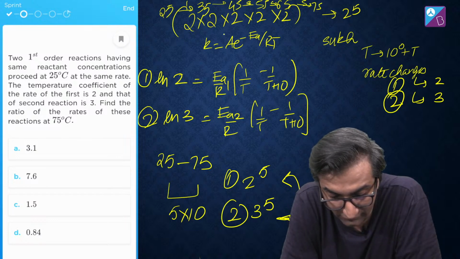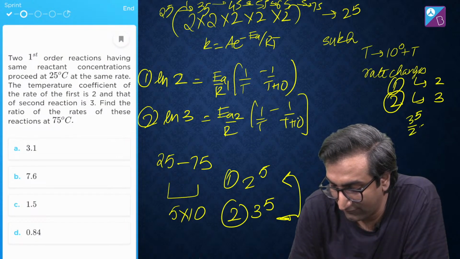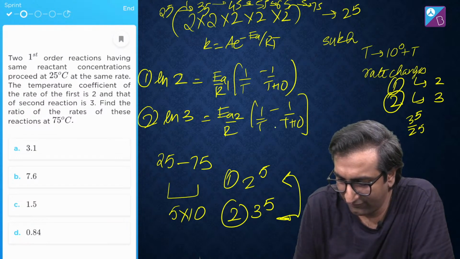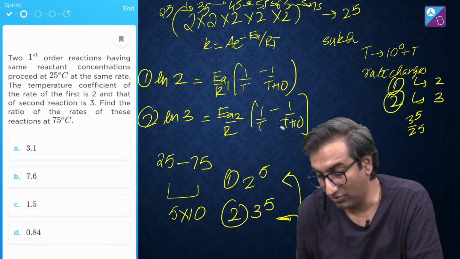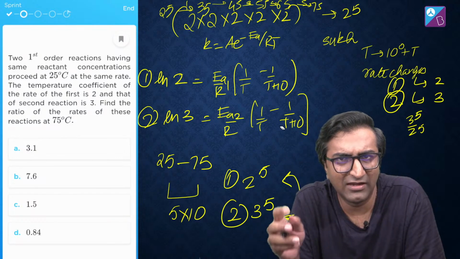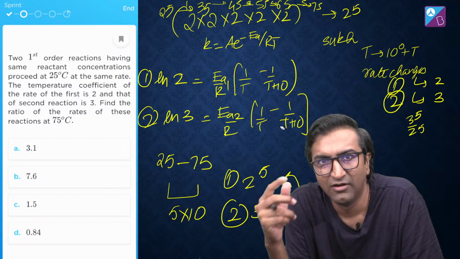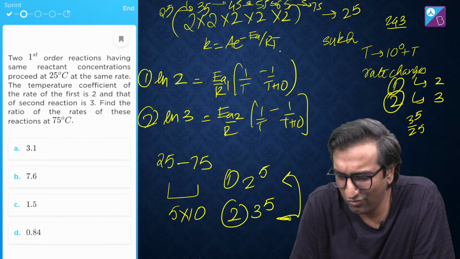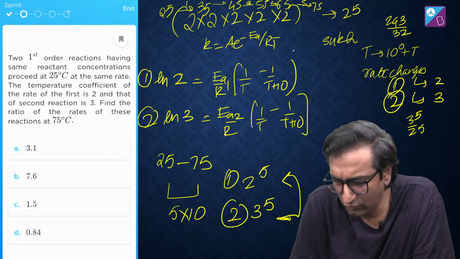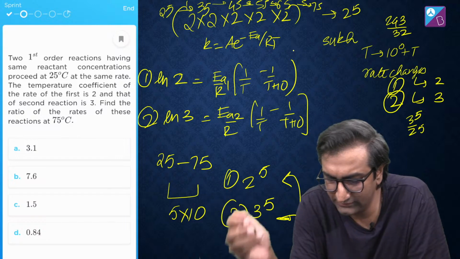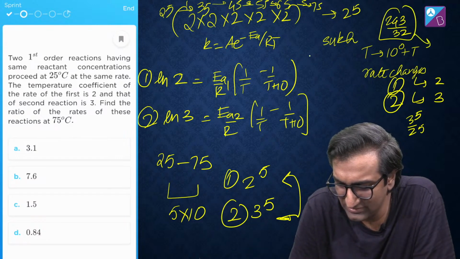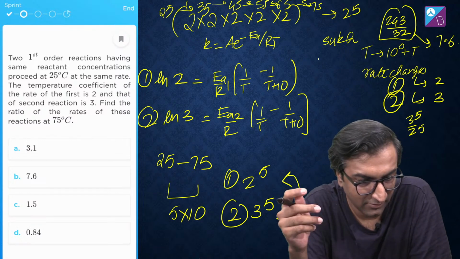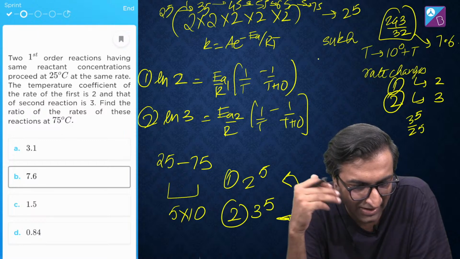So now, the ratio of the rates of these reactions is going to be 3 power 5 by 2 power 5. How do you calculate 3 power 5 by 2 power 5? This is fun, right? Let's take log. Can we take log? Okay, let's not do log. I will not complicate your life. 3 power 4 is 81, 3 power 5 is 243. 2 power 4 is 16, 2 power 5 is 32. This is the answer. 243 by 32, which happens to be 7 point something. So yeah, 7.6. Let's mark B. राम, बढ़िया है, मजा आया करने में.